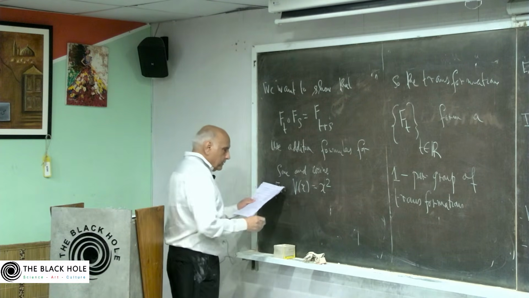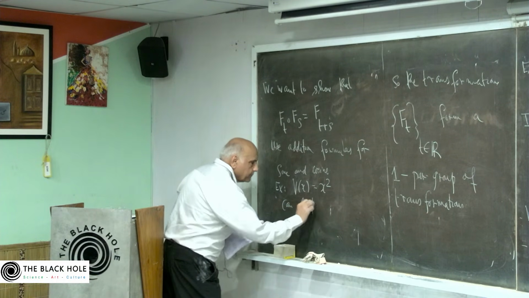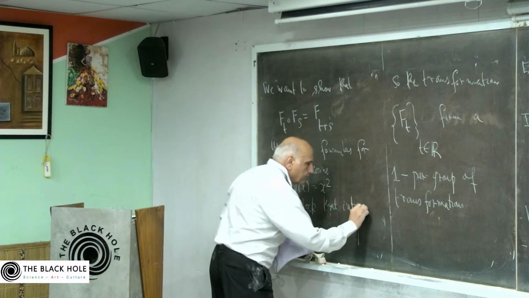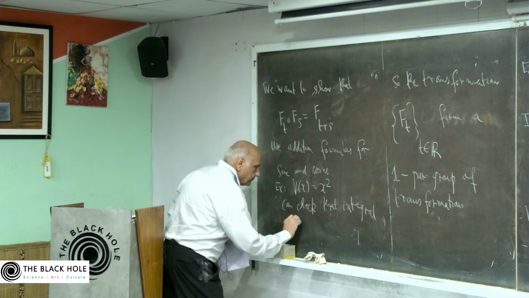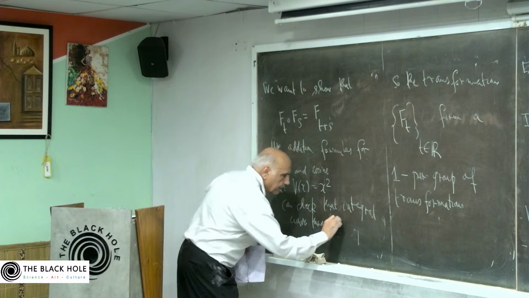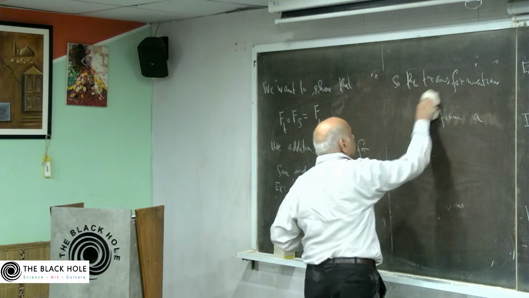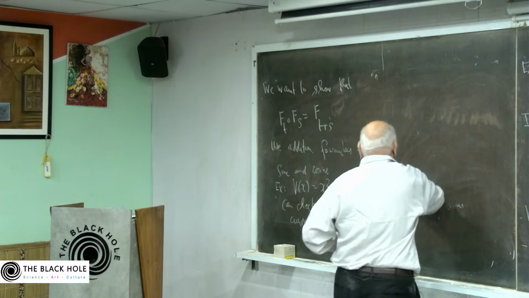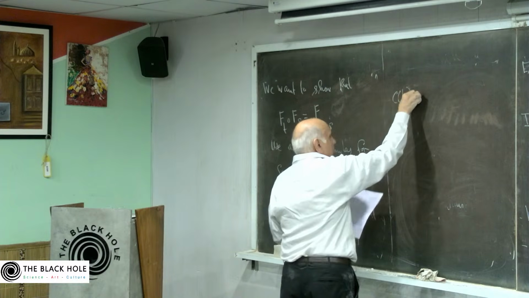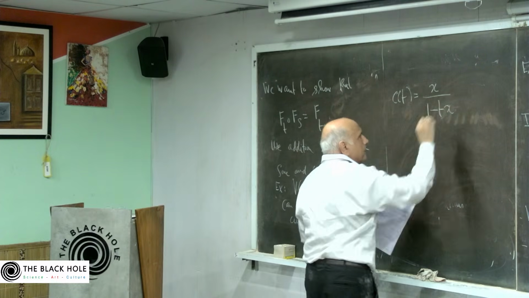Okay, and you can check that the integral curve through x is c_x(t) equal to x over 1 minus tx.